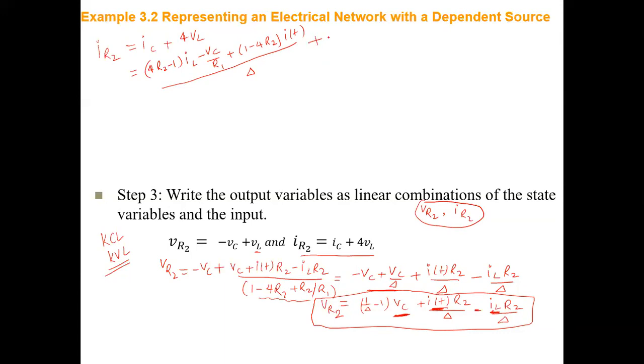Okay, then plus 4, what is your VL? VL is 4 VC over delta plus 4 R2 IT over delta minus 4 R2 IL over delta. That's your 4 VL. Okay, 4 is there, then VL is, you know, I distributed 4. Question here, please?